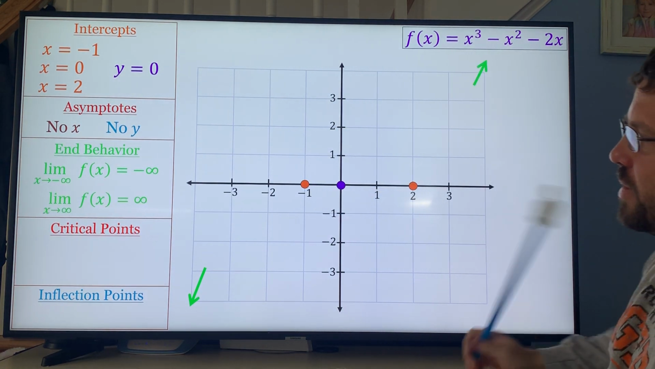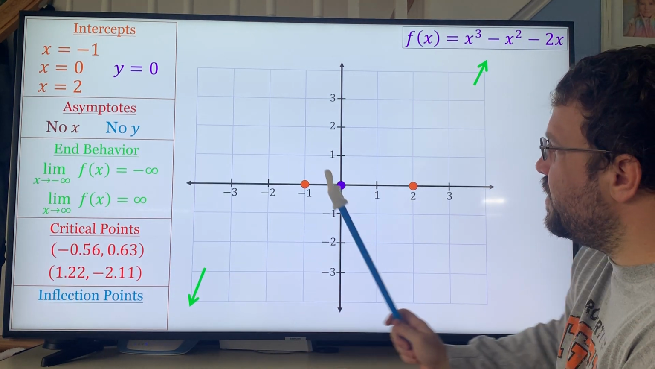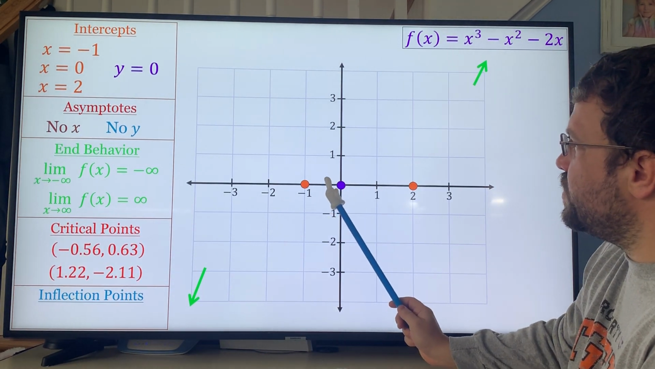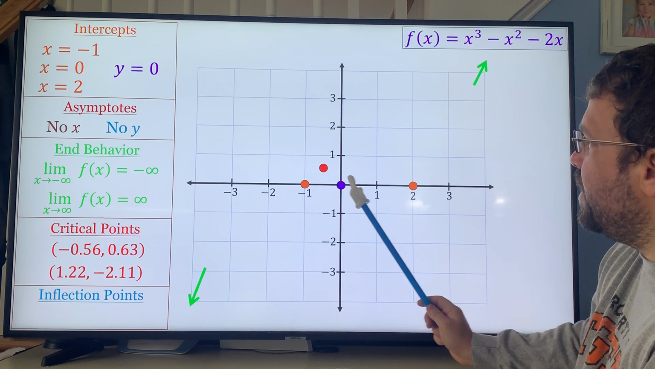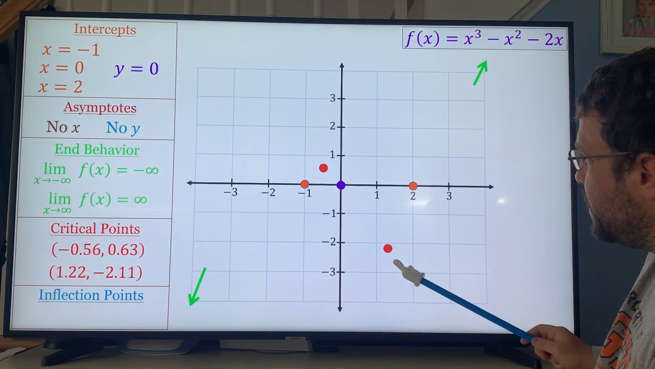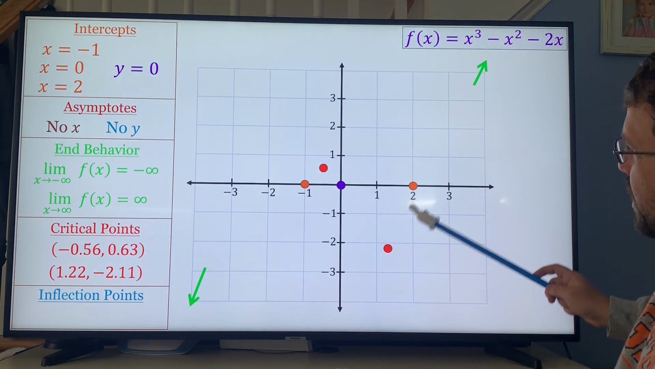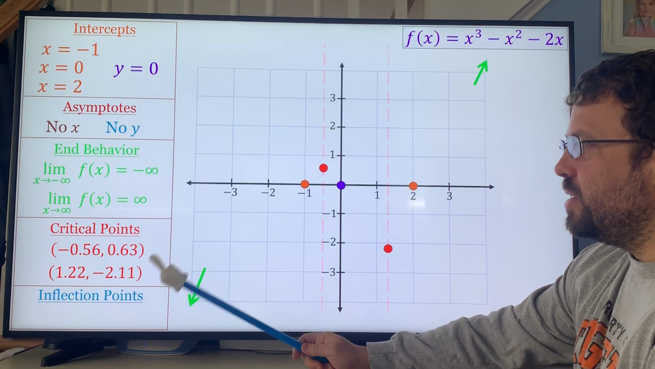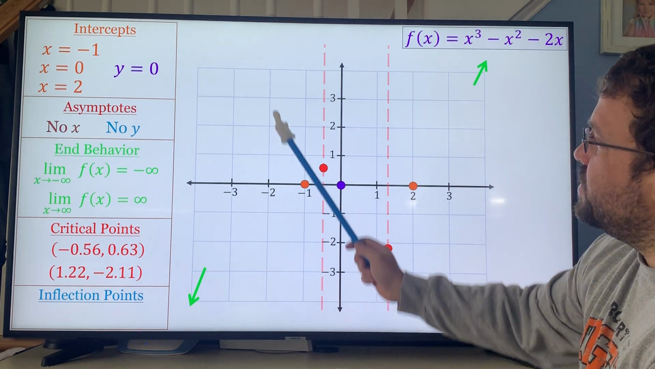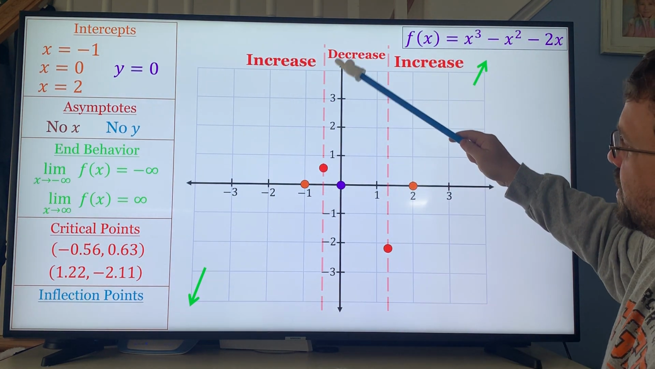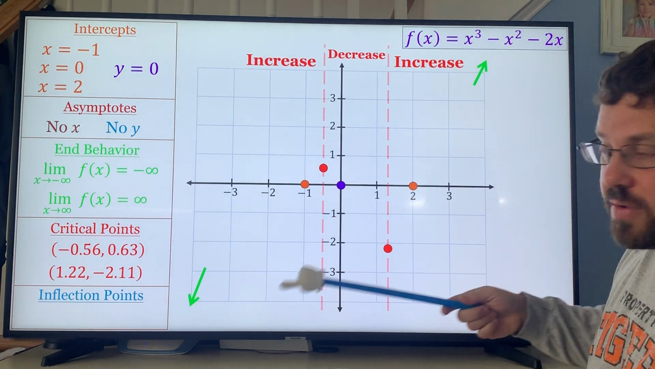So our graph is going to come up here, do something up here, come back down, and probably end up over here. All right? Critical points we found to be negative 0.6-ish, 0.63, so about here. And then 1.22, negative 2.1 over here. So now look, this is a little better example. We're going to look like this. So now we know what the graph looks like. Let's just deal with our concavity, because we know from here to here it's going to be increasing, decreasing, increasing, and that was from the little chart we made.